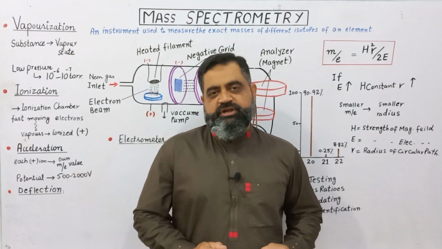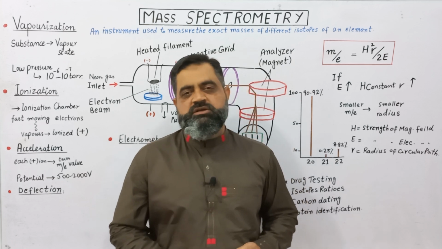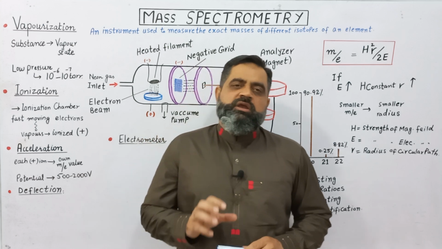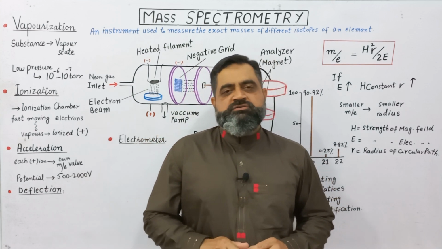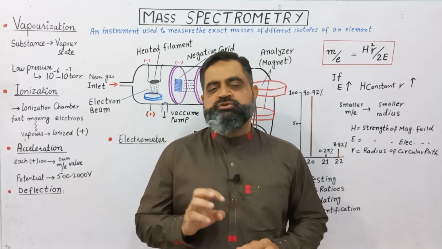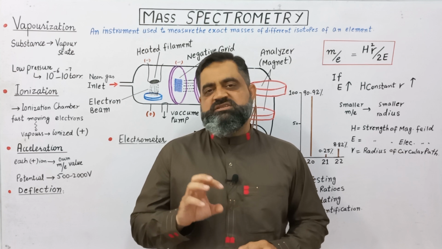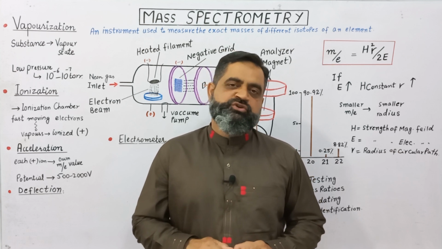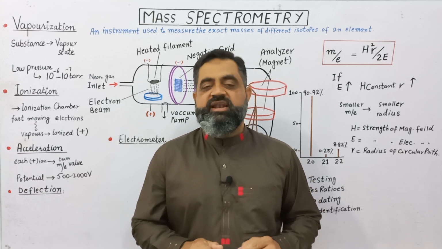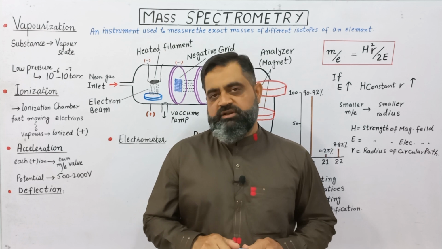Hello to all students. In this video lecture, we are going to discuss mass spectrometry. Mass spectrometry is an analytical technique used in chemistry to determine the masses of different isotopes of an element, and also we can determine the relative abundance of different isotopes of an element.